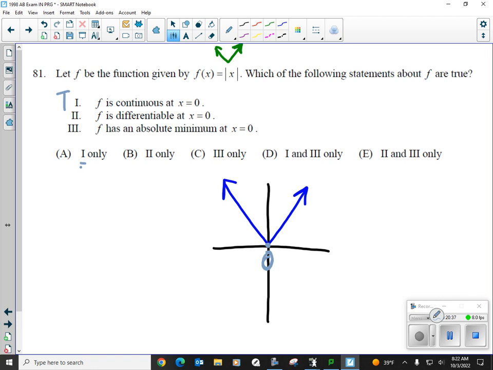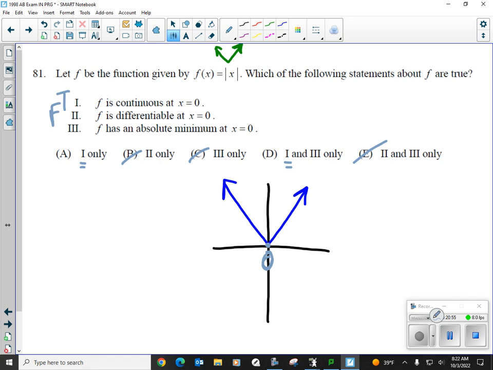That's true. So 1 has to be in the answer. Good. So it's only 1 or 4, I guess A or D. So that means 2 has to be false by default. Well, let's look at that.